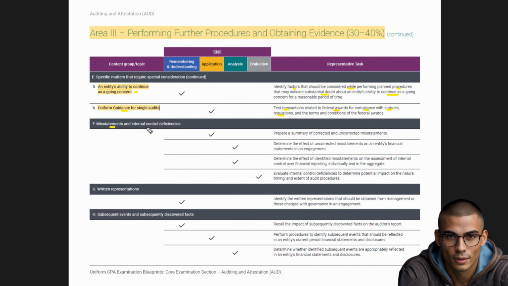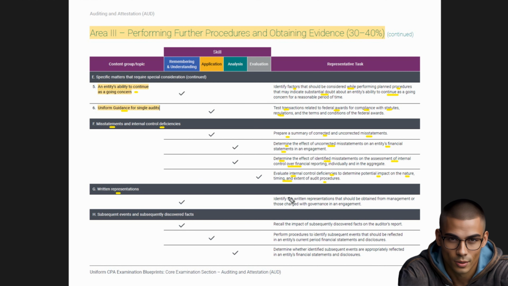Moving on to misstatements and internal control deficiencies, where you'll need to be able to prepare a summary of corrected and uncorrected misstatements. You'll need to be able to determine the effect of uncorrected misstatements on an entity's financial statements. You'll need to be able to determine the effect of identified misstatements on the assessment of internal control over financial reporting. And you'll need to be able to evaluate internal control deficiencies to determine the potential impact of the nature, timing, and extent of audit procedures.